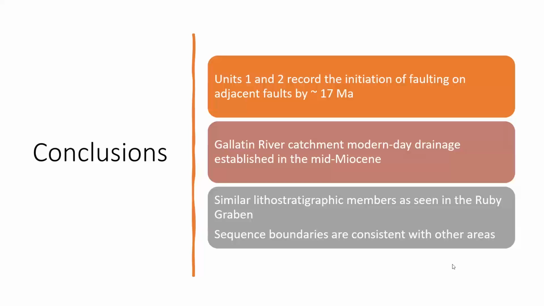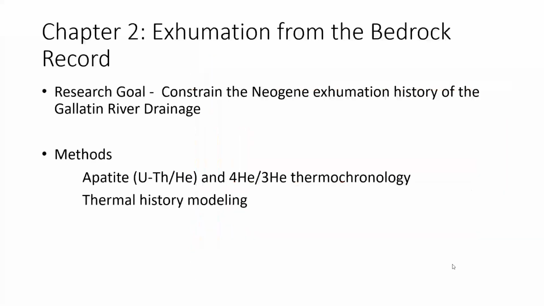Okay, so that's chapter 1. Now we're getting into chapter 2, exhumation from the bedrock record. So really, the research goal is to look at the exhumation history, the Neogene exhumation history, and see if there's a signal from the hotspot. Okay, so the methods are apatite uranium-thorium-helium and helium-4, helium-3 thermochronology, and then thermal history modeling.